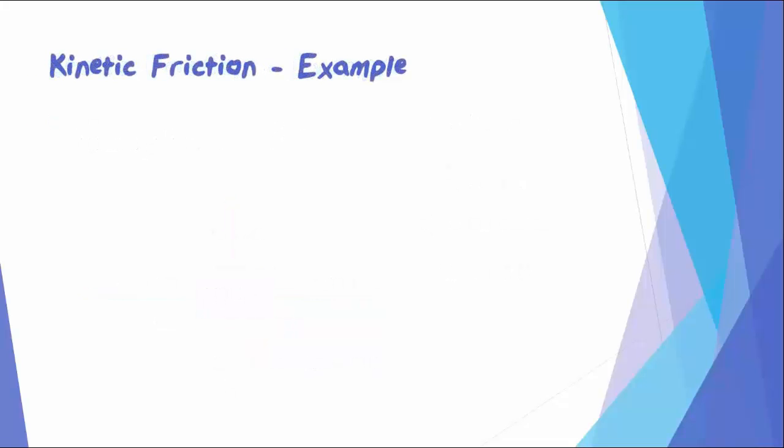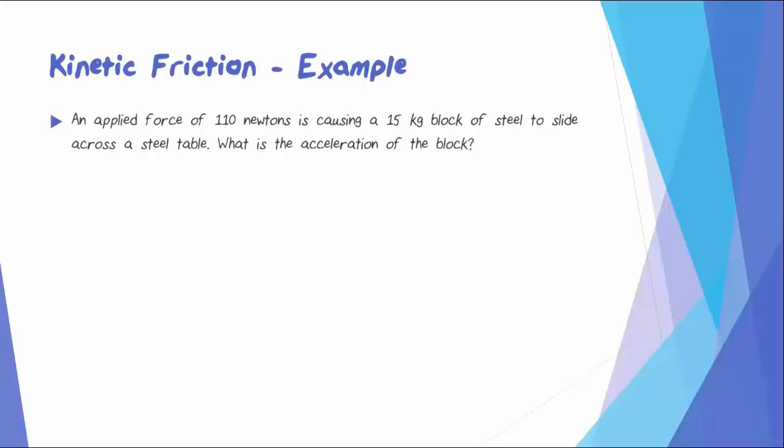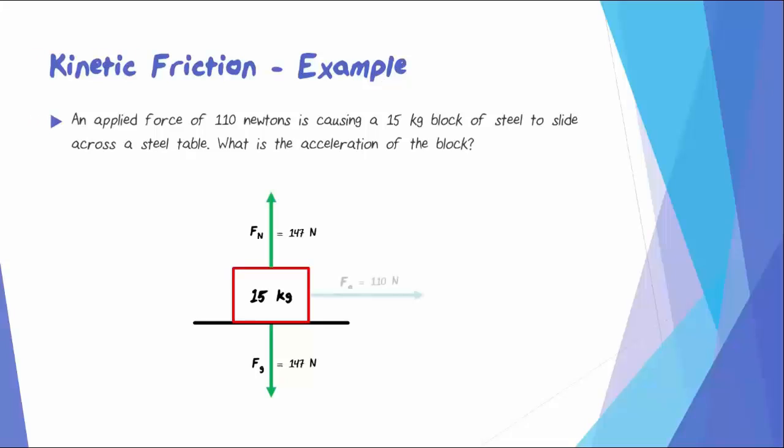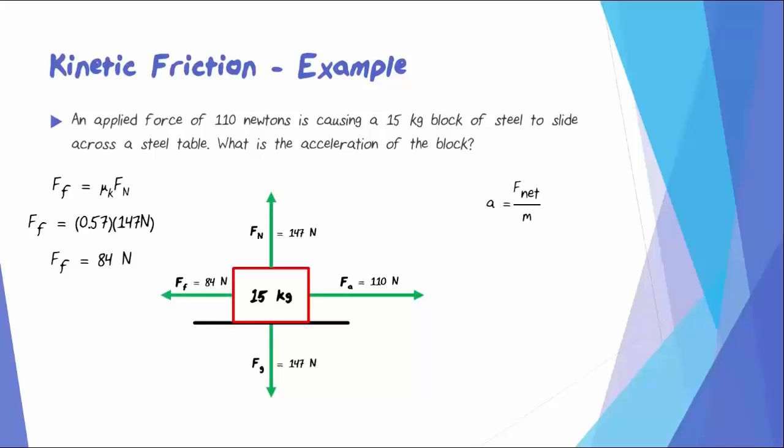Now let's look at kinetic friction. If an applied force of 110 newtons is causing a 15 kilogram block of steel to slide across a steel table, what is the acceleration of the block? Again, we'll start with the free body diagram. We know the weight is 147 newtons, the normal force is 147 newtons, and now the applied force is 110 newtons. We can look up the kinetic coefficient of friction for steel on steel from the reference table and calculate that the force of friction is 84 newtons. Now we just have to apply Newton's second law.